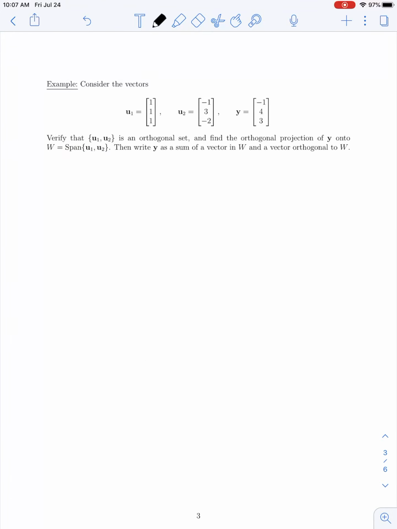So let's look at a similar one. So here we are considering the set of vectors u1, u2, and y, again vectors in R3, and we're supposed to verify that the set u1, u2 is an orthogonal set, and then find the orthogonal projection of y onto the subspace W spanned by u1 and u2, so again that would be a plane in space. And then write y as the sum of a vector in W and a vector which is orthogonal to W.